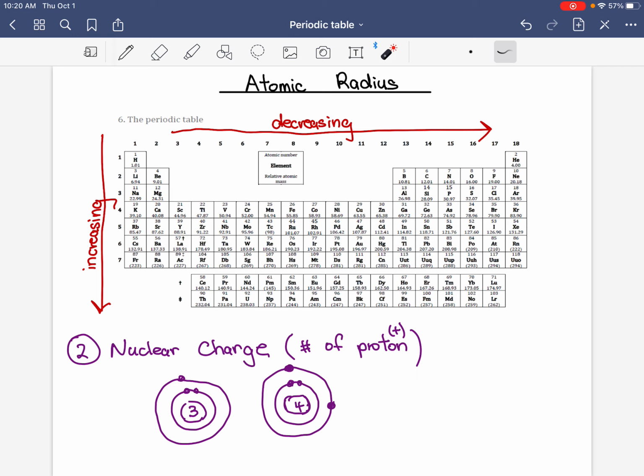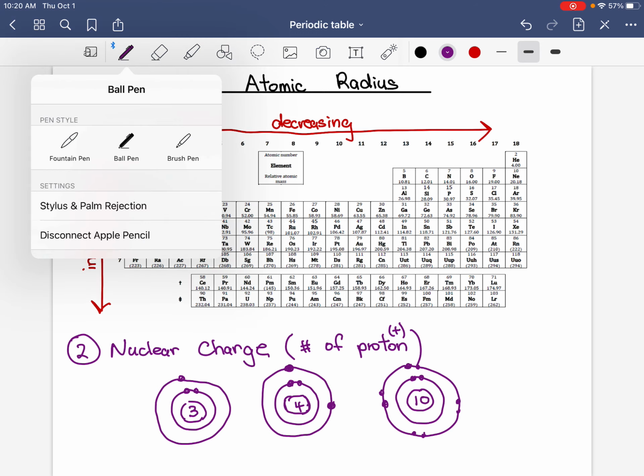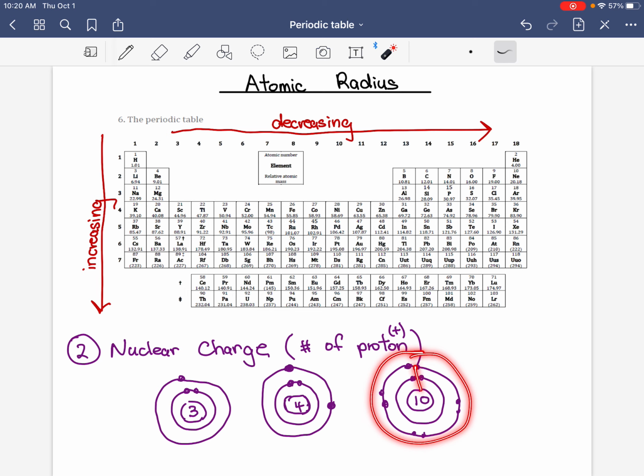Okay? So if you think about neon as an example, looking at period 2, neon will have a nuclear charge of 10. Now that's a big deal, right? That's strong compared to 3. Even with the case that there are more electrons, it really doesn't matter in this case. These electrons will actually be attracted more inwards towards the nucleus because the nucleus is strong.